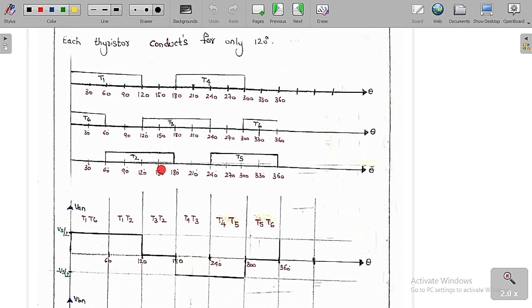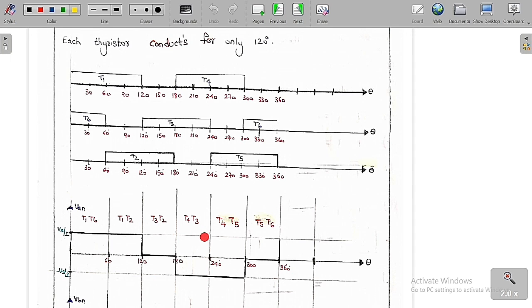Again from 120 to 180, you can see clearly T3 is conducting and T2 is conducting. So whenever T3 and T2 are going to conduct, you can analyze the circuit and finally get the phase voltages and the line voltages. So VAN is equal to 0, VBN is Vs by 2, and VCN is minus Vs by 2. So these are the voltages that you are going to get.